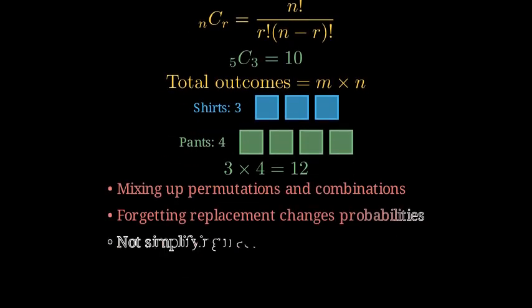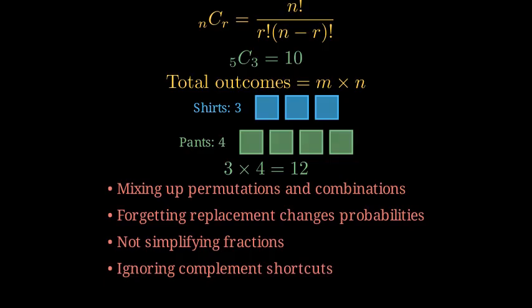Part 8. Common SAT mistakes. Avoid mixing up permutations and combinations, forgetting that replacement changes probabilities, not simplifying fractions, and ignoring complement shortcuts.